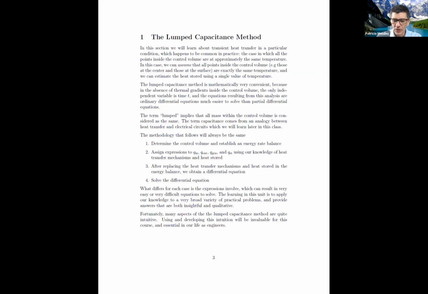And the steps we're going to follow are these four we have here. We are going to determine a control volume and an energy balance, just like we did in the first week. Then we're going to assign to the Q in and the Q out expressions based on the heat transfer mechanisms present. That's what we saw in week 2. Now, what is new here is that when we put it all together, we obtain an equation, and that typically is a first order ordinary differential equation.